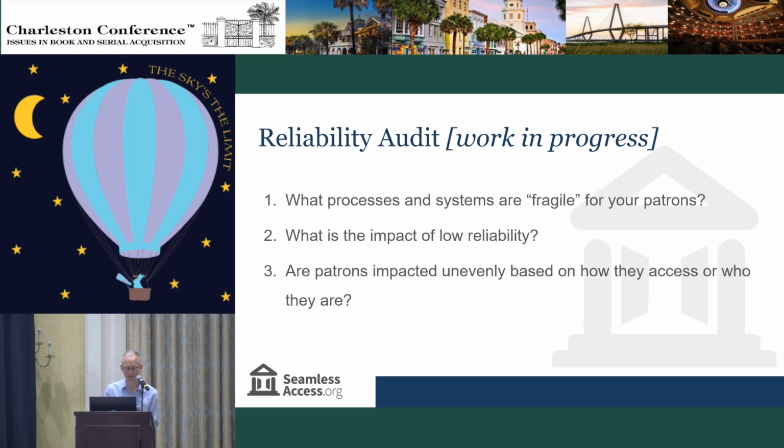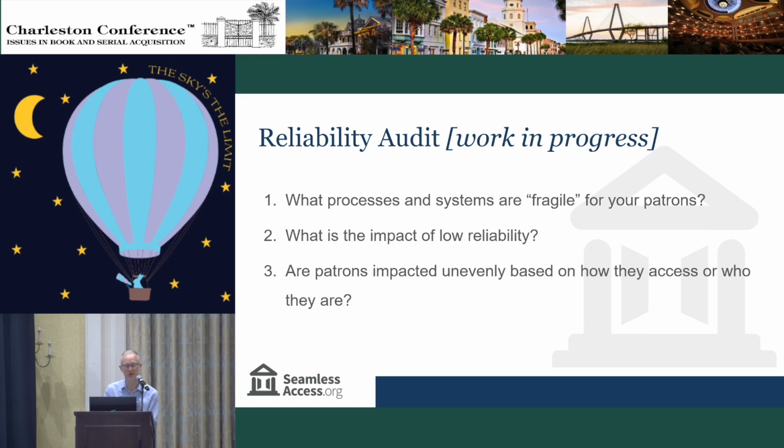And lastly, reliability. So the reliability of your access experience. The first category is about understanding what processes and systems in your library can cause access to be fragile. For example, a campus IP address is kept up to date and regularly communicated to vendors. The second category is to understand the impact on patrons of low reliability.